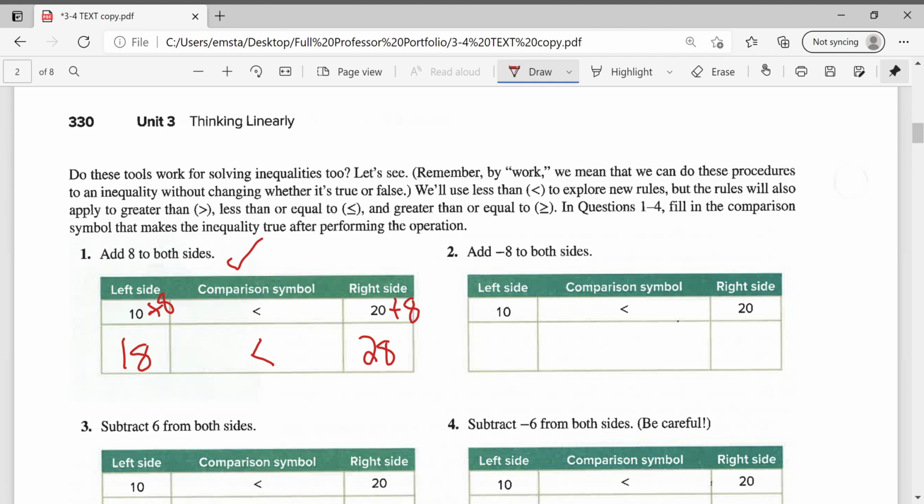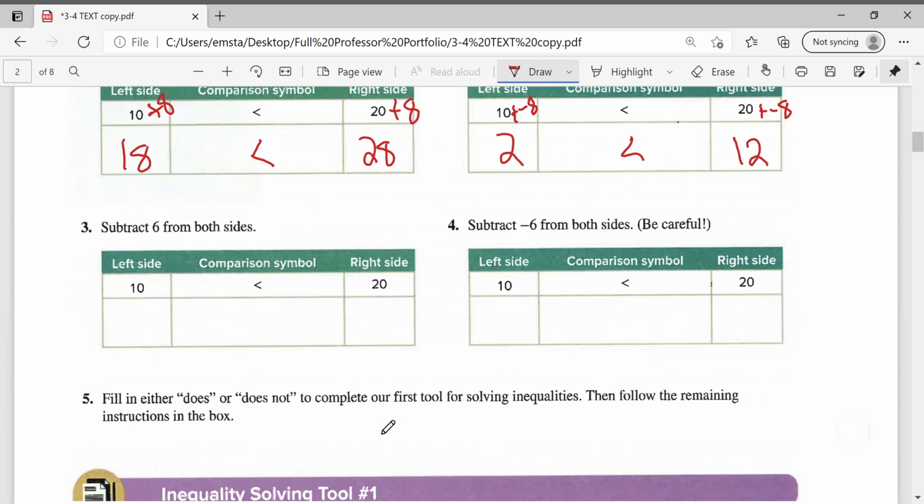How about if we add a negative number? Let's add -8 to both sides of the inequality. What is 10 plus -8? Should be 2. 20 plus -8 is 12. Is 2 still less than 12? Yep. So far so good. I can add a positive number or a negative number to both sides of the inequality and not change the truth value. Let's see if subtraction still holds.